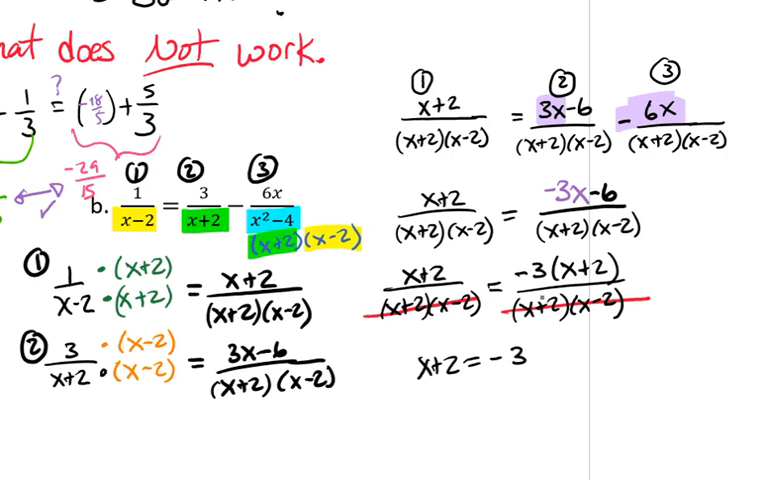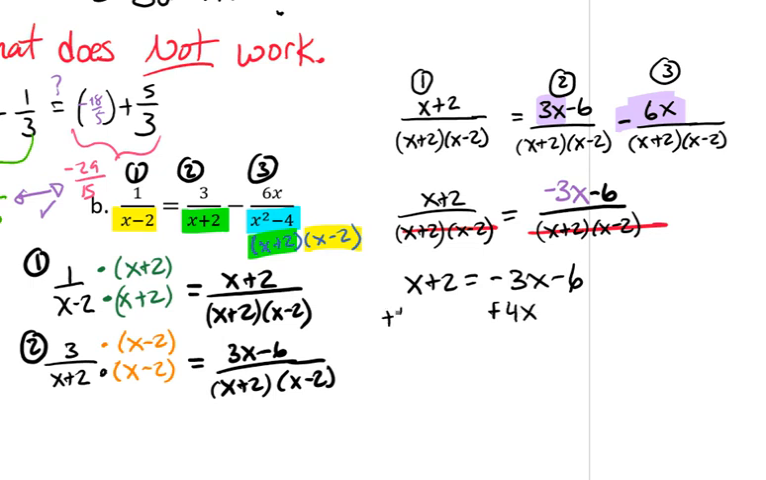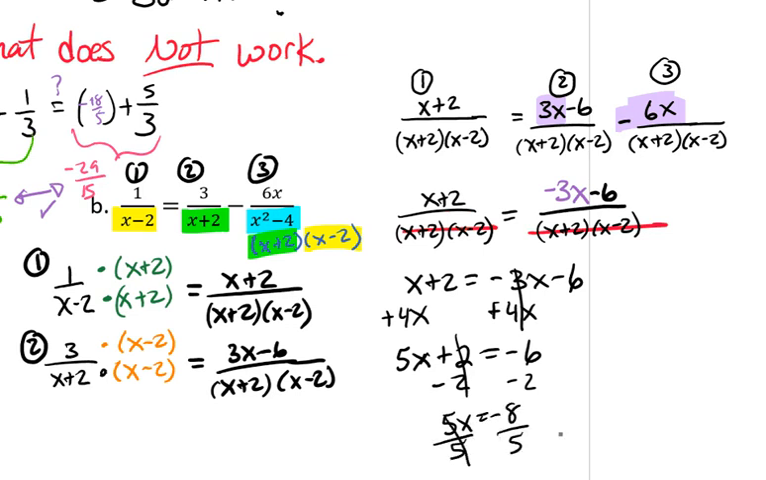Well, actually, it might even be easier to not have done it right there. So if we hadn't done this, and we crossed off our denominators here, that would leave us with an x plus 2 equals negative 3x minus 6. So that's actually going to end up being less work. We're going to add 4x to both sides. And 5x plus 2 equals negative 6. Subtract 2 from both sides. 5x equals negative 8. Divide by 5. So we get x equals negative 8 over 5.